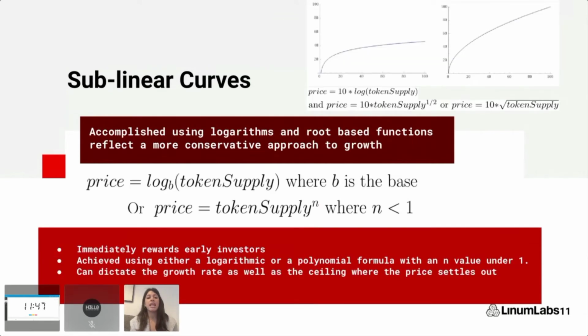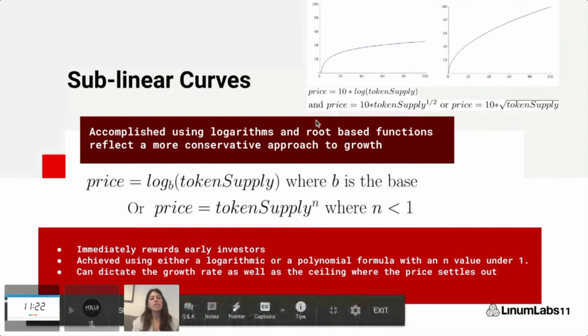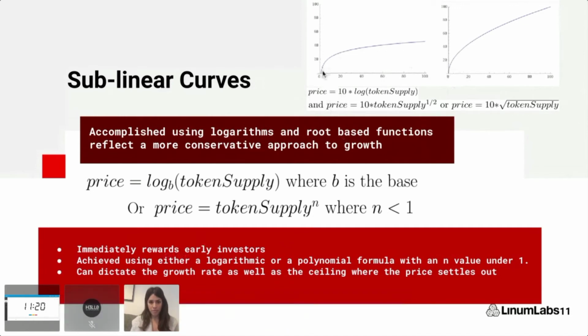And the direct opposite of that is sublinear curves. So these can be accomplished using logarithmics and root-based functions where the n is less than 1. So here is price equals 10 times the logarithm of the token supply. And in this one, it's price equals 10 times the square root of the token supply. And while this one is all right, it immediately rewards early investors. So they come in, they can quickly gain some sort of profit, and then it stabilizes out a bit. You can dictate where the price ceiling of it is.